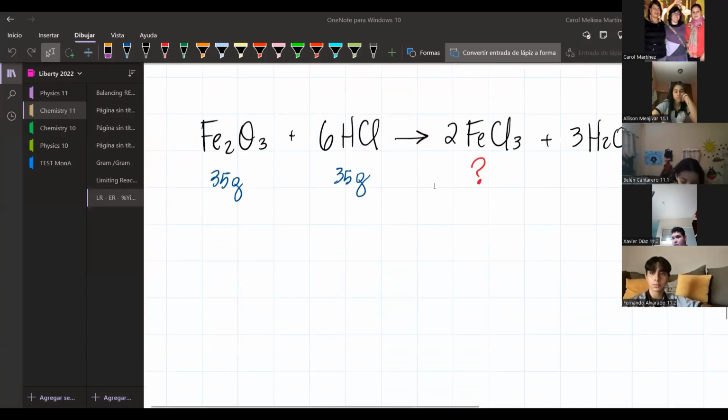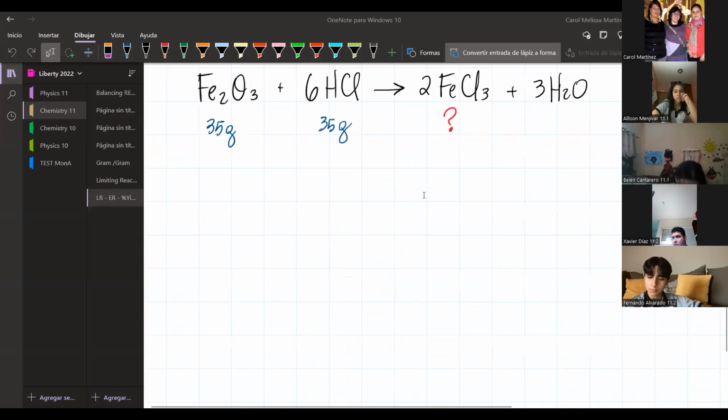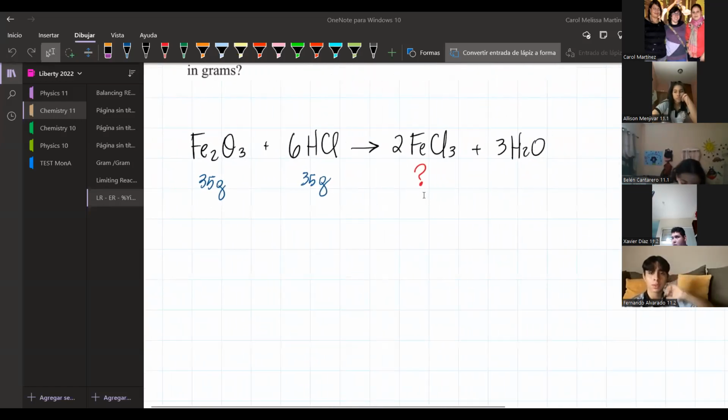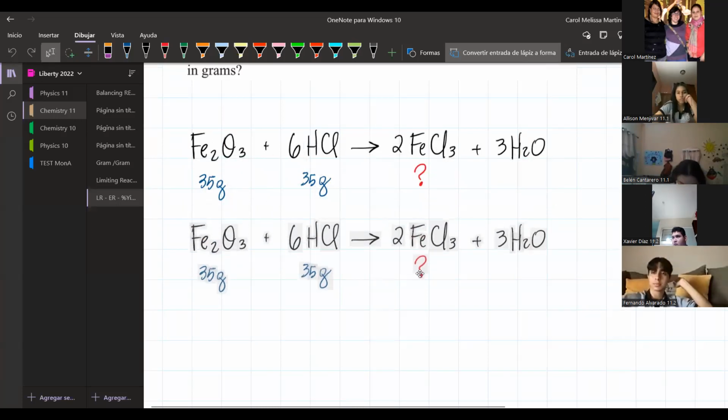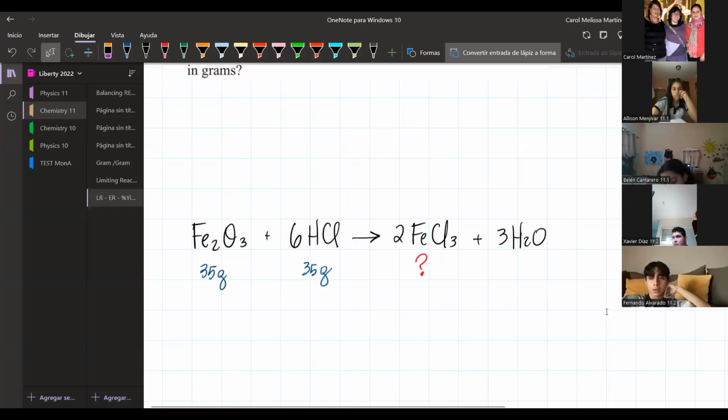To know that, I need to work with my reactants. That is my first step, okay? But before I go into that step, I need to calculate the molar masses of all the substances that are involved. In this case, I'm working with iron 3 oxide, hydrochloric acid, and iron 3 chloride. Those are the three substances where I'm going to get the molar masses. So the procedure of the molar masses, I'm going to do it here, okay?